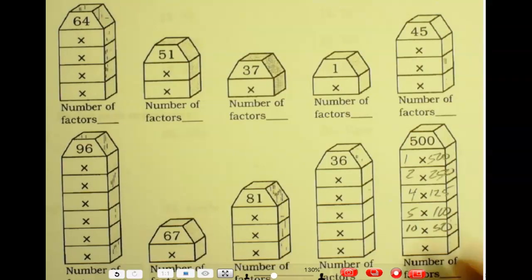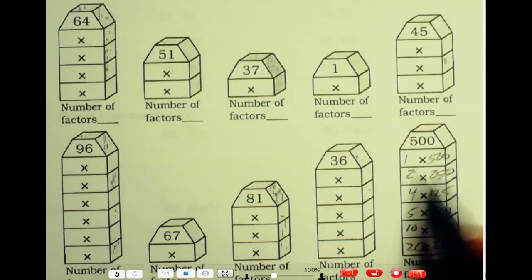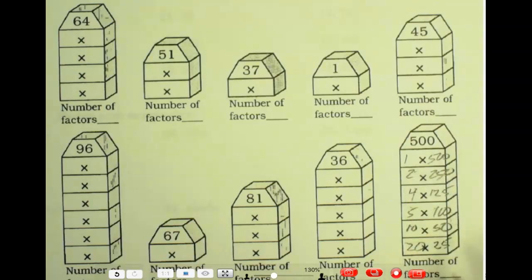20 will go in there 25 times, and that must be the last one. So the total number of factors, 1, 2, 3, 4, 5, 6, 7, 8, 9, 10, 11, 12 factors.